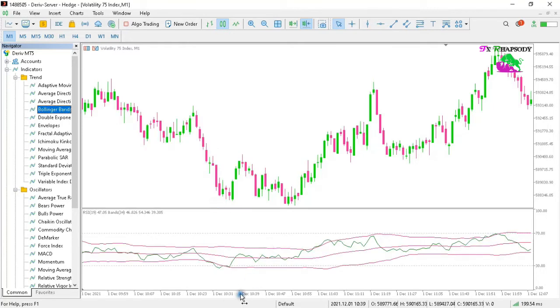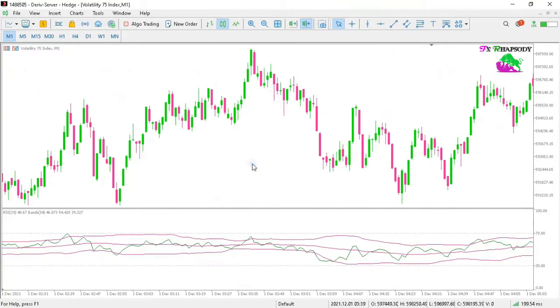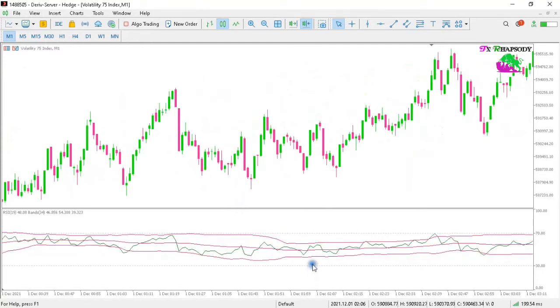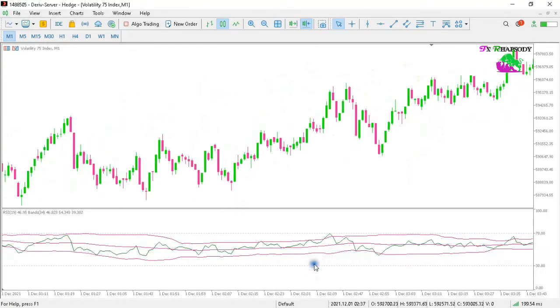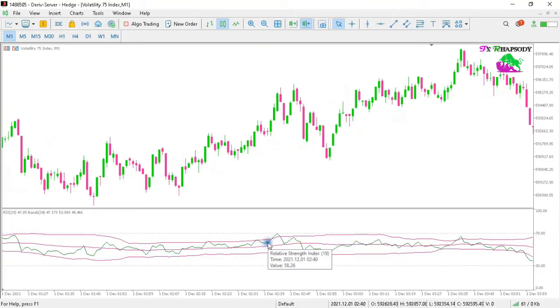You can use any color you want, it's all up to you. I just like the colors that I'm using currently. So this is the indicator setup that you're going to use. How this strategy works is whenever the RSI line, the green line, which is mine, breaks above the Bollinger Bands, which are the pink lines, when it breaks outside of it on top, you sell. If it breaks below it, you buy.